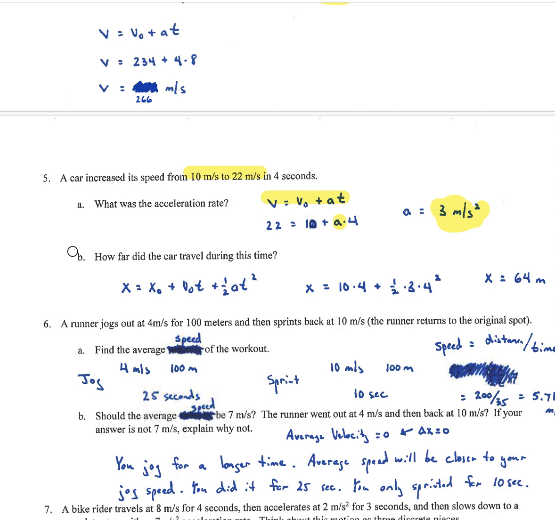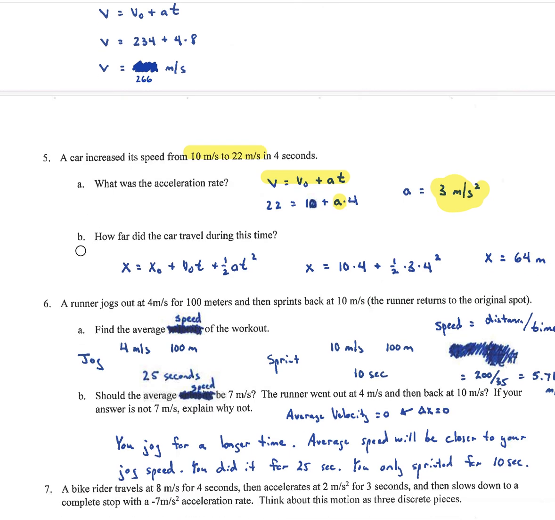How far did it go? Well, in this case, I used the position equation. Started at rest, so that just is 0. I knocked that out. V naught was 10 for 4 seconds, accelerating at 3, for the 1/2 a t squared. You end up showing that you traveled 64 meters to accomplish this task.